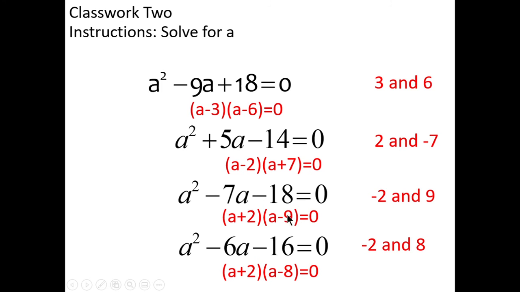So notice that if you take negative 2 squared, negative 2 times negative 2, that gives you a 4. And you take negative 2 times negative 6, negative times negative is positive, 2 times 6 is 12. So 4 and 12 is 16. So 16, take away 16 is 0. So negative 2 is the solution to this quadratic equation. And you can do the same thing with the 8. Plug the 8 in where the A is, and you'd get 0. So these are the two numbers that solve this quadratic equation.